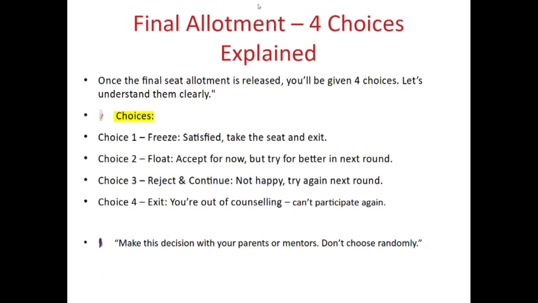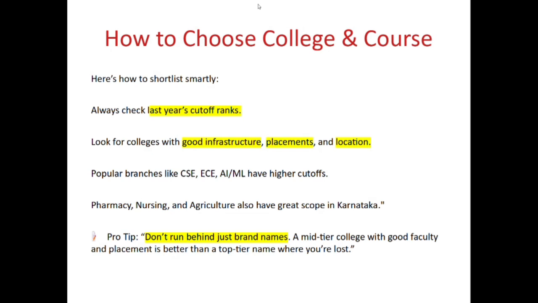Final allotment, 4 choices explained. Once the final seat allotment is released, you'll be given 4 choices. Let's understand them clearly. Choice 1, freeze: satisfied, take the seat and exit. Choice 2, float: accept for now, but try for better in next round. Choice 3, reject and continue: not happy, try again next round. Choice 4, exit: you're out of counseling, can't participate again. Make this decision with your parents or mentors. Don't choose randomly.